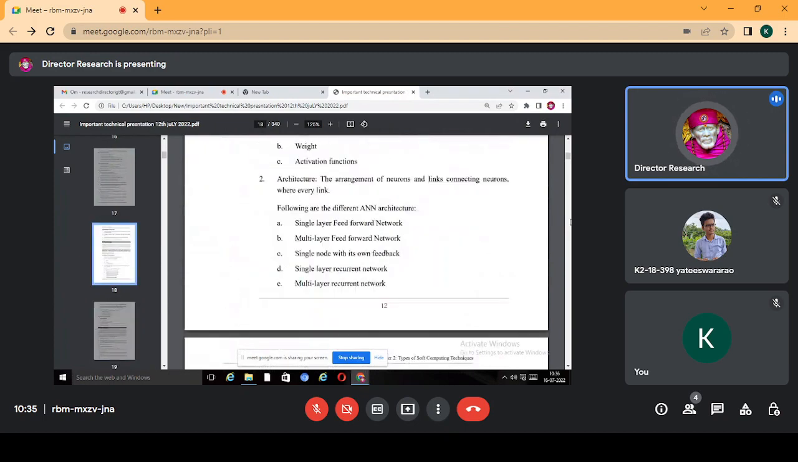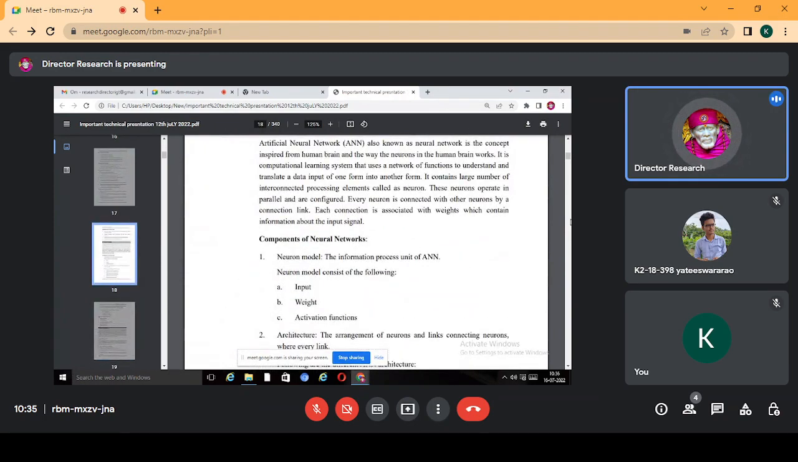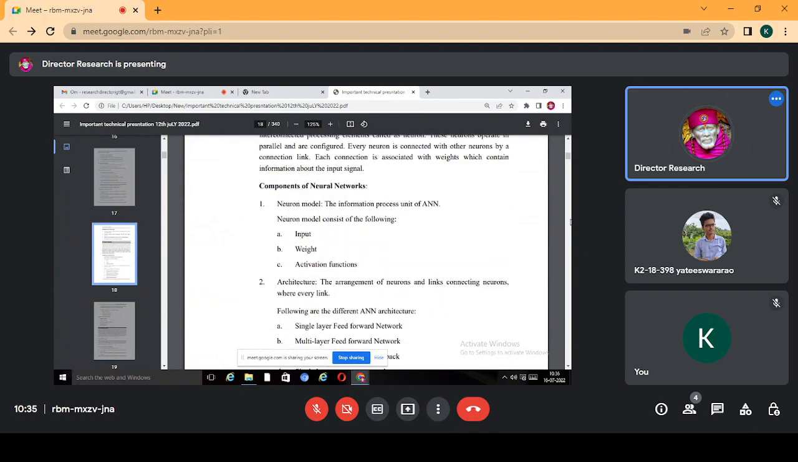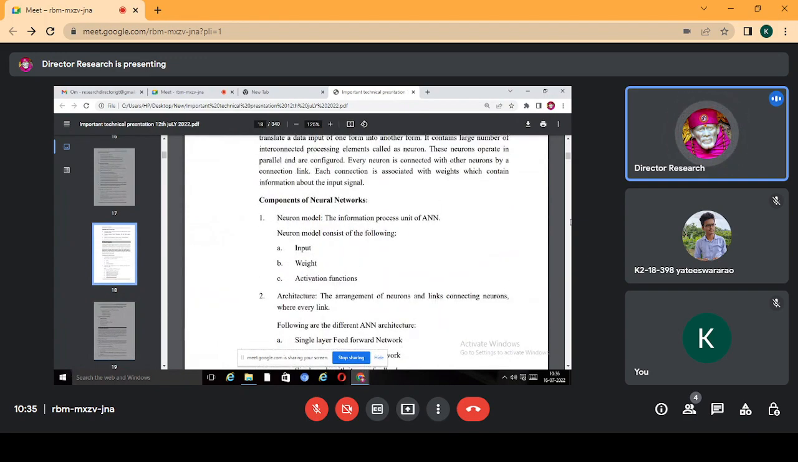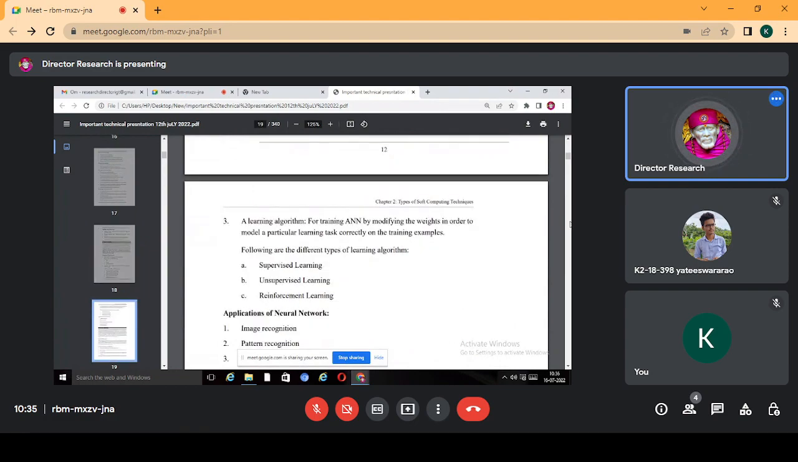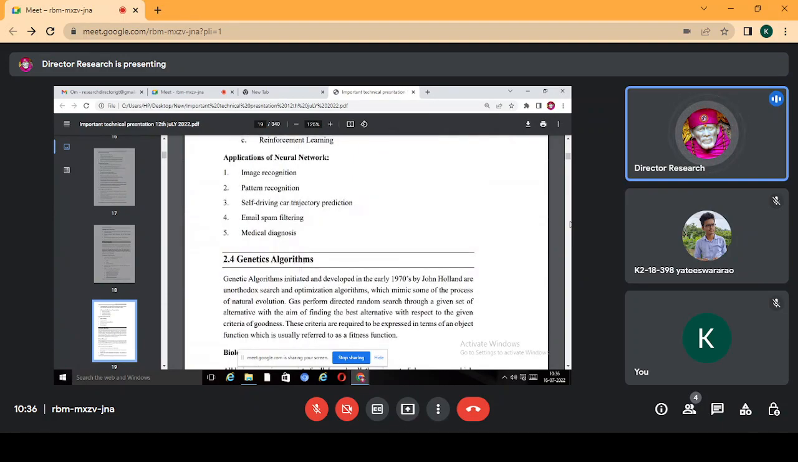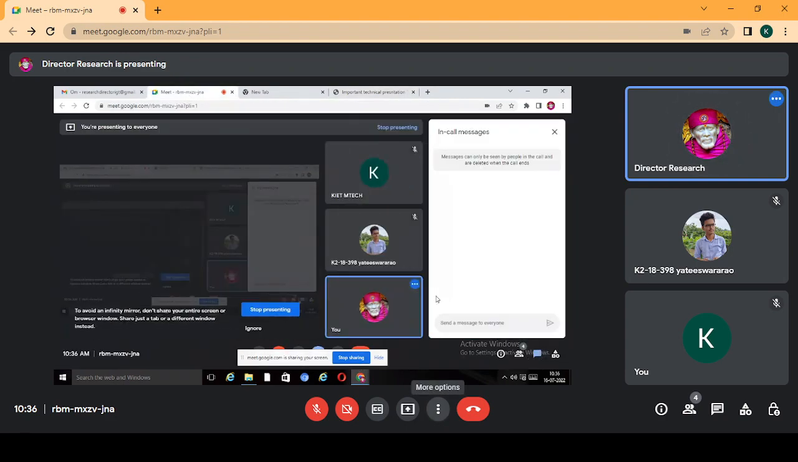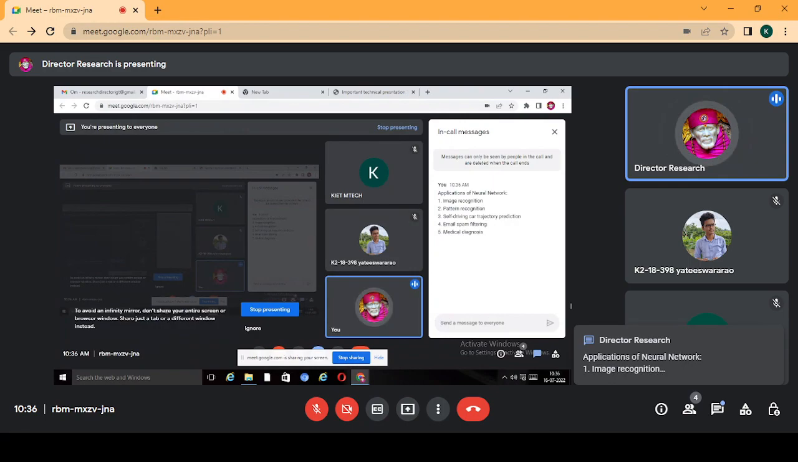Applications of neural network is very important. Components of neural network is very important. What different components are there, and the applications of neural network are very important. Main applications of neural network are image recognition, pattern recognition, self-driving car, trajectory prediction, image spam filtering, medical diagnosis. This is very important. I'm posting it on the chat box. Applications of neural network. You don't miss these key points. As a well-wisher, I'm telling you.